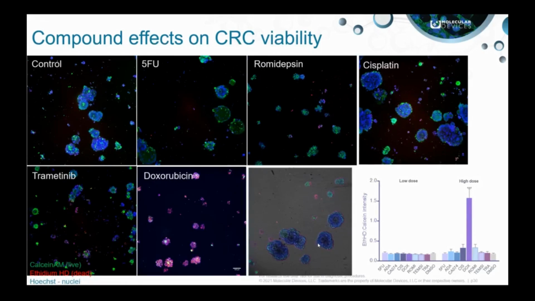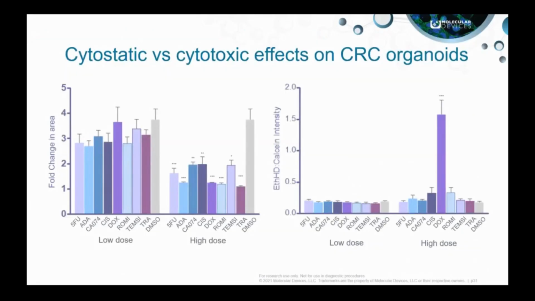Here, the set of data on the left are organoids that were treated with a low concentration of the indicated compounds on the x-axis. On the right, we have organoids that were treated with a high concentration of the compounds. And we find here that doxorubicin has a significantly higher amount of cell death compared to the controls. So putting the two sets of data together, we find that most of the compounds we tested, especially those at high doses, show mainly cytostatic effects. However, only doxorubicin shows both cytostatic and cytotoxic effects.